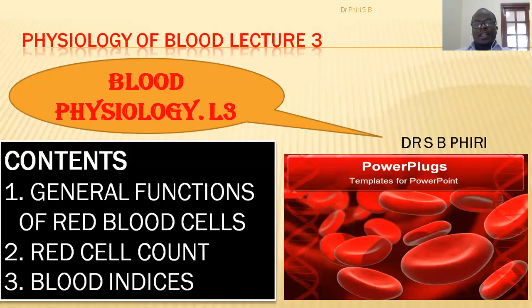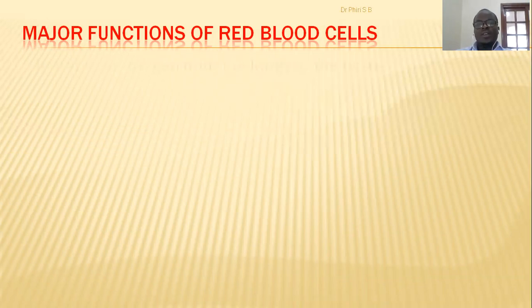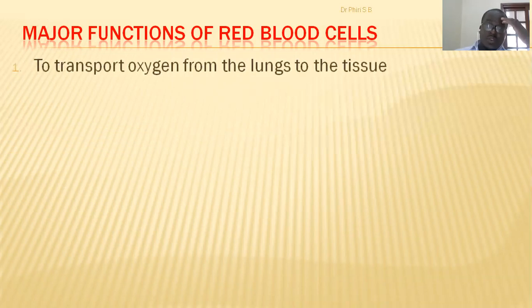It's done. Now, what are the general functions of red blood cells and also the red cell count and blood indices? So this is the purpose of this class. So let's start, starting with the major functions of red blood cells. So there are basically four major functions of red blood cell. So the first one is to transport oxygen from the lungs to the tissue.